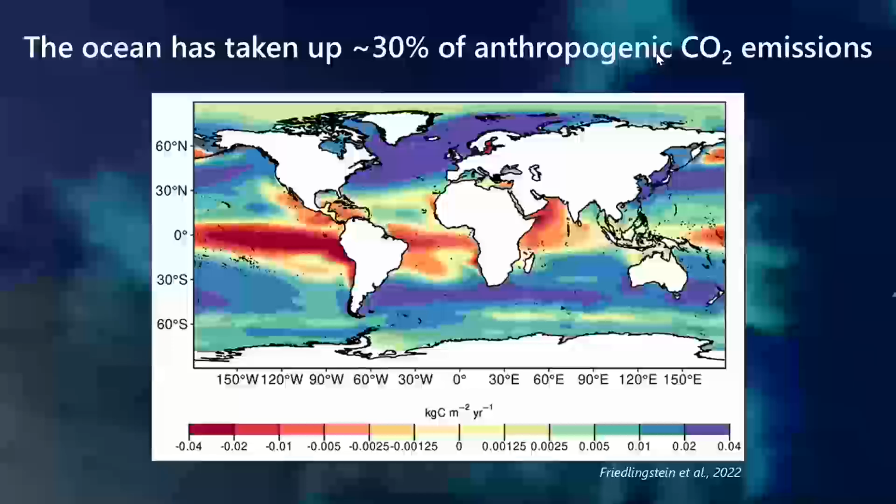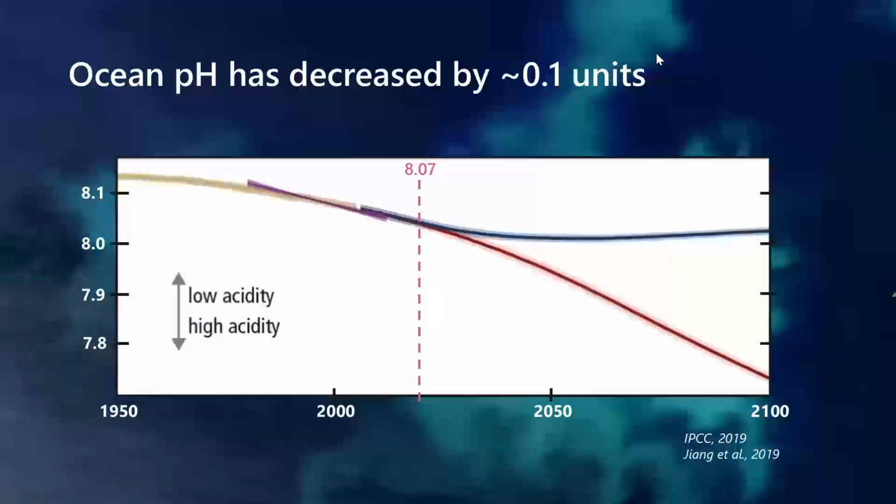But if we take that back a step, we just think about how these two things relate. The ocean has taken up about 30% of anthropogenic CO2 emissions, but we've only had a decrease in pH of about 0.1 units. But as we continue through the rest of the century at current emissions, we're going to see a further decrease of 0.2, 0.3 units. So I'm just going to explain why we've only had this small decrease since pre-industrial times until now, and how this might relate to coccolithophores.